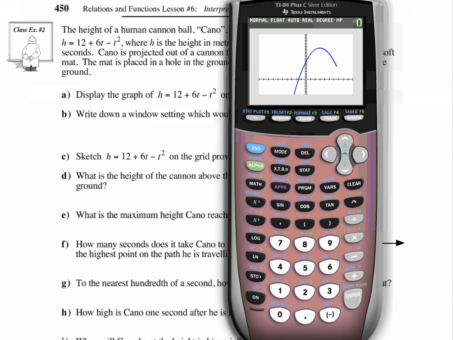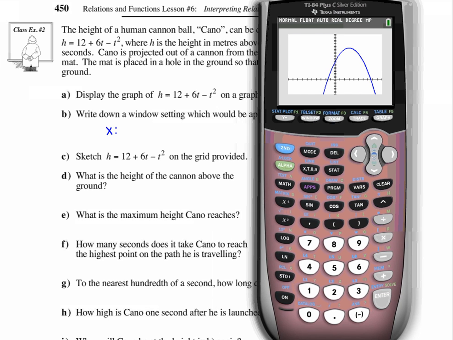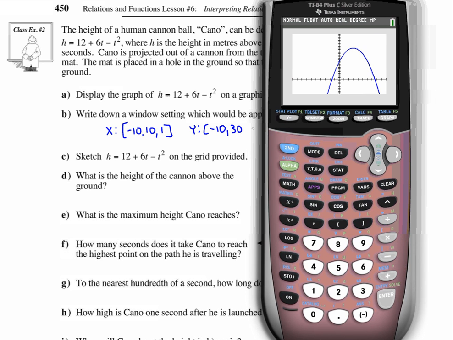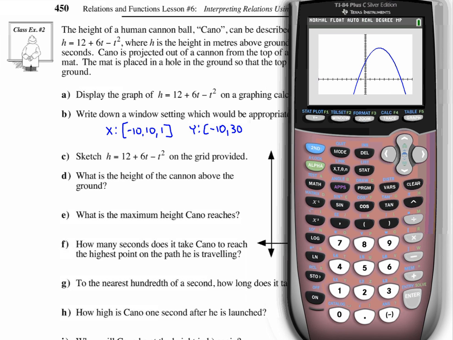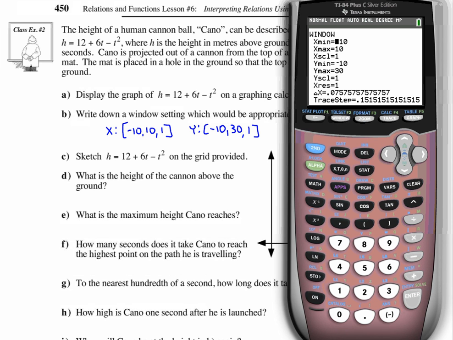Yay. Okay, so let's state our windows. Did we change our X? No, negative 10, 10, and 1. And Y was negative 10 to 30, scale of 1. Where am I finding those? If I just push the window button, we're listing this in order. X, negative 10, 10, 1. Y, negative 10, 30, 1. That's what we're listing.